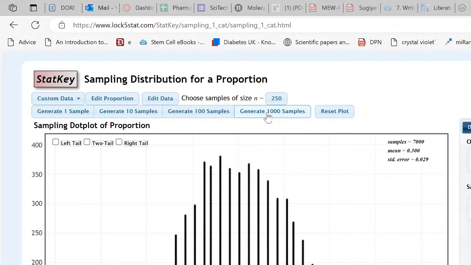For 100, 0.046. Oh yeah, 0.046. And the last one, let's change it to 250.